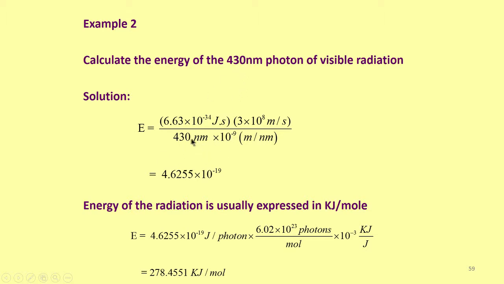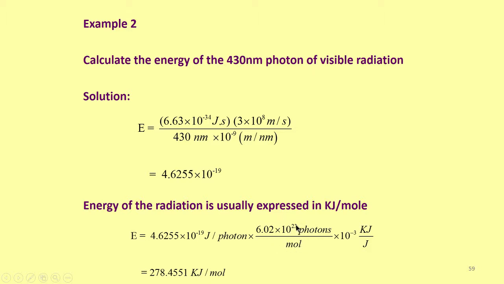So, orange color wavelength corresponds to 430 nanometers, which we have to convert into meters again. So, the energy comes to 4.6255 into 10 raised to minus 19 joules. But that is expressed in kilojoules per mole. So, each photon corresponds to 4.6255 into 10 raised to minus 19 joules per photon, and that is per photon, and there are so many photons per mole.